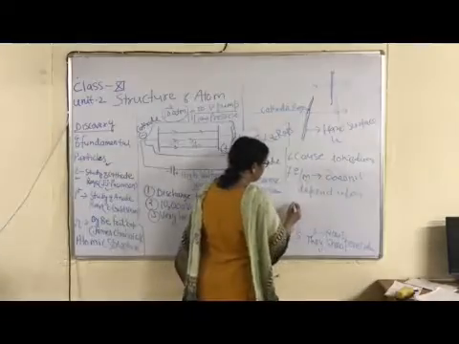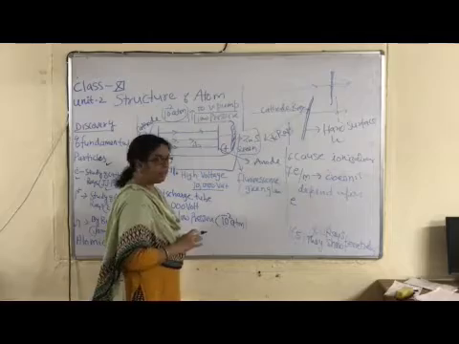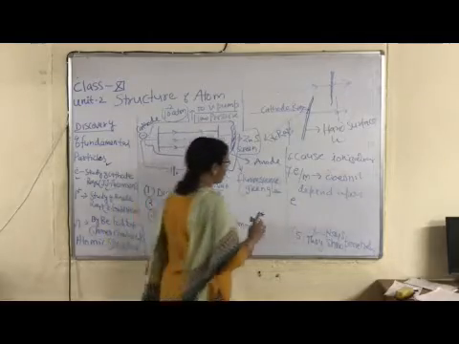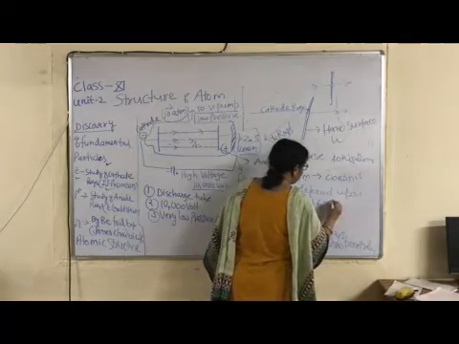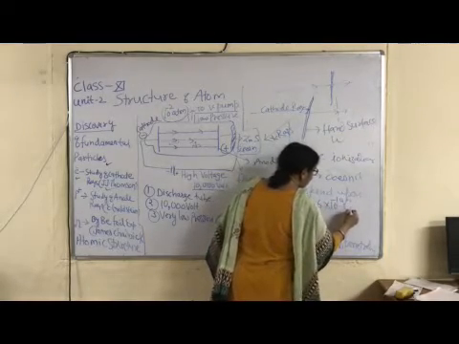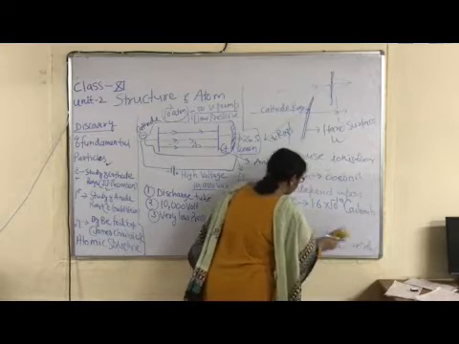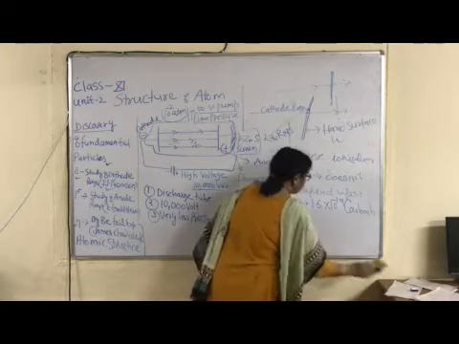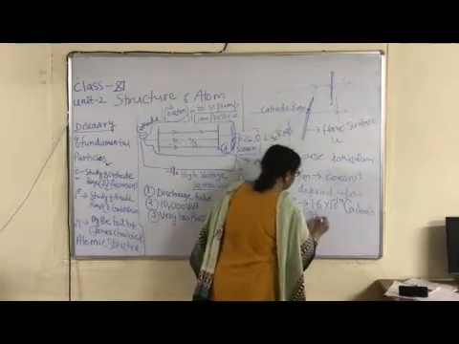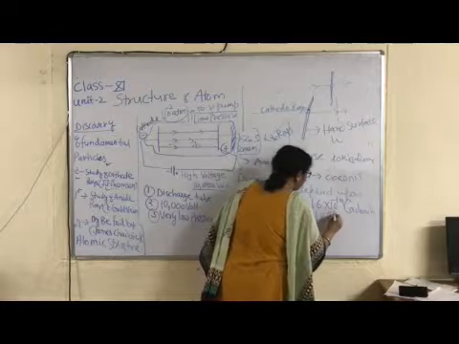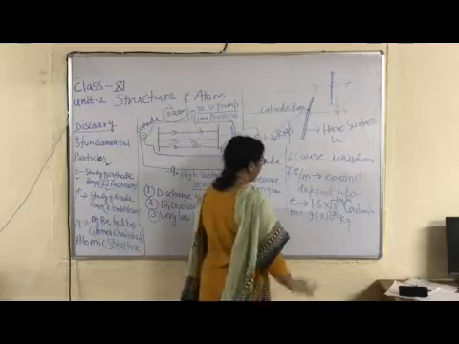And what is the charge of the electron? And who confirmed the charge of the electron? R.A. Millikan, by the oil drop experiment. It is 1.6 into 10 raised to the power minus 19, and the unit is coulomb. The unit of charge is coulomb. And the mass of the electron is equal to 9.1 into 10 raised to the power minus 31, unit is kg. This is very small, the mass of the electron.